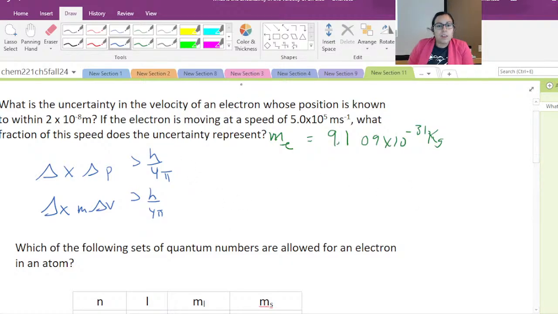And so it says, first we need to figure out the uncertainty. So what is our uncertainty of our velocity? So our position is known to within this amount. So there's our position. But now we're trying to figure out, what is the uncertainty in my velocity? So we need to calculate that. So we can plug that in.